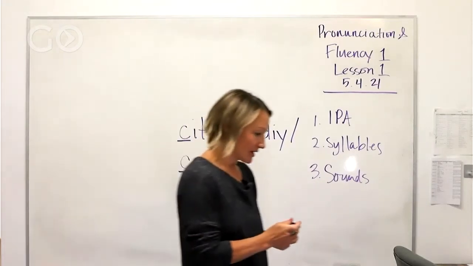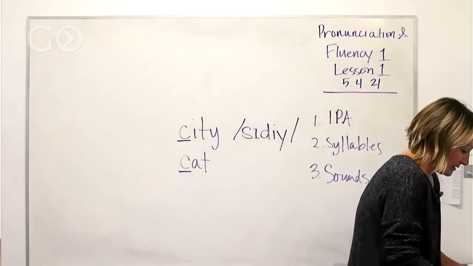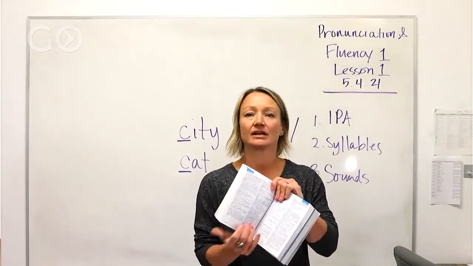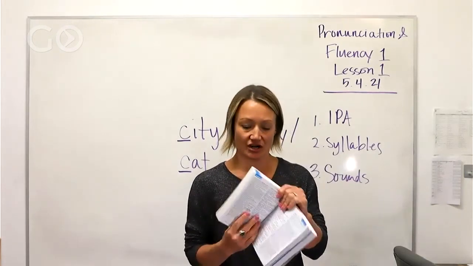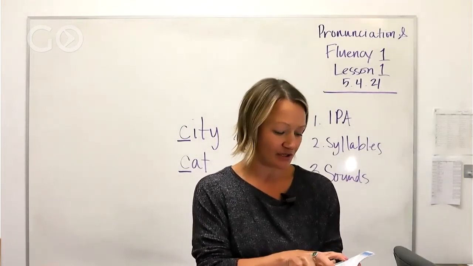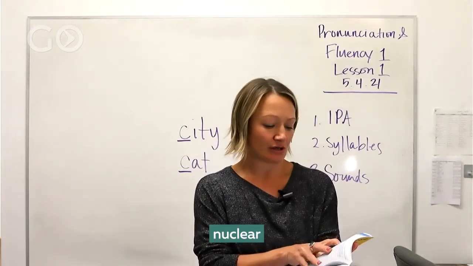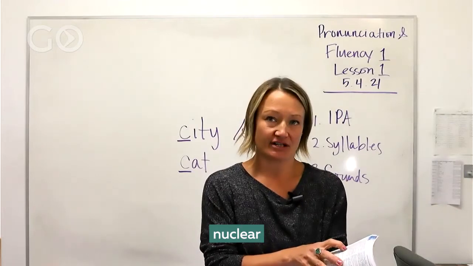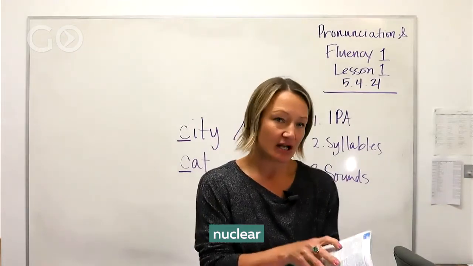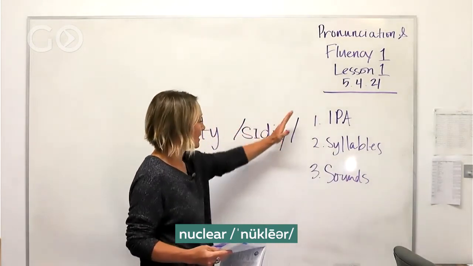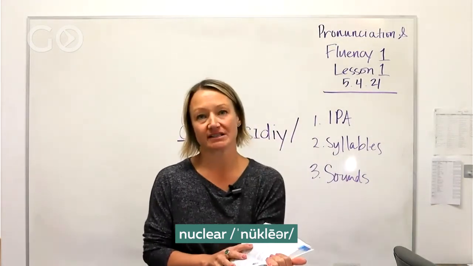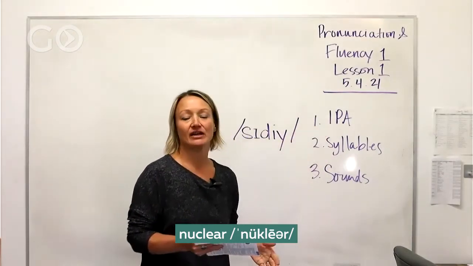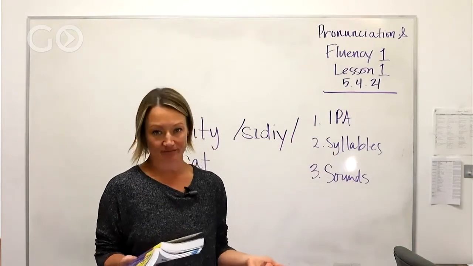So if you go and look in a dictionary, choose any entry and look at the word. So here is a word, nuclear. Just after it are these things with these lines, and it tells you the pronunciation of it. It uses this IPA, the International Phonetic Alphabet.